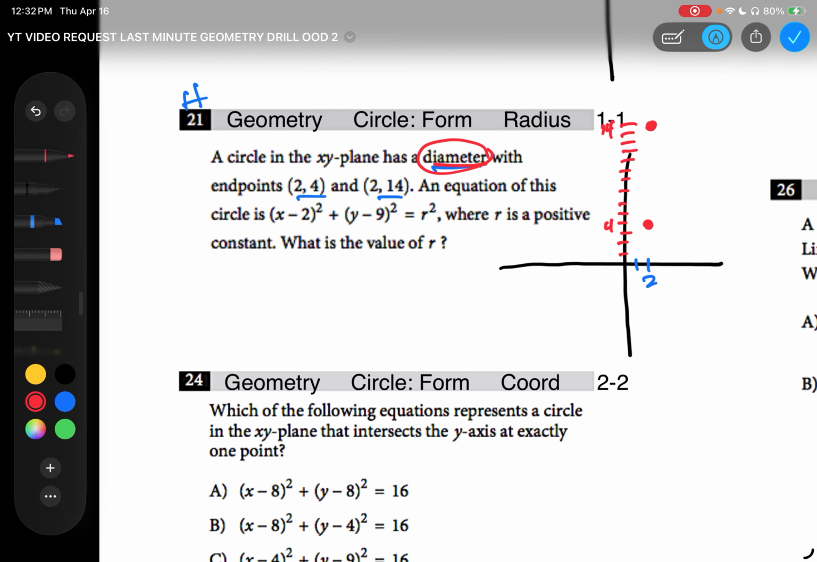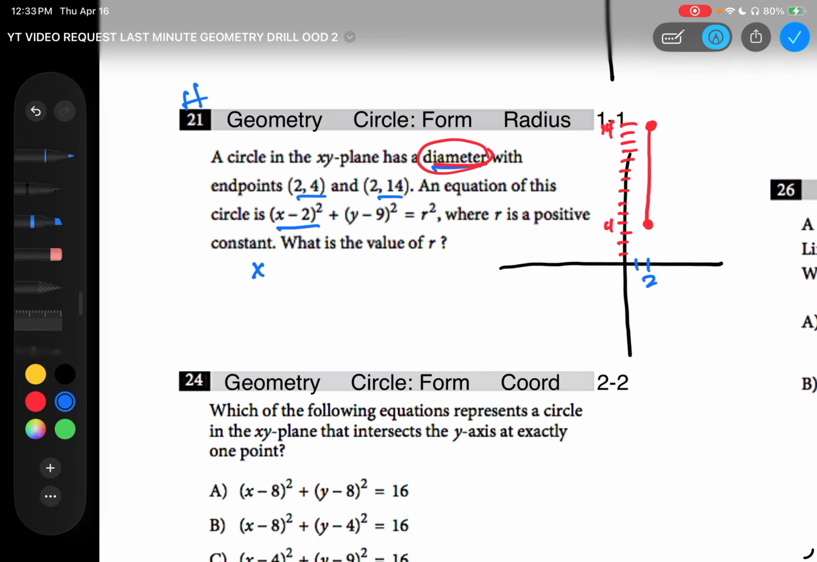So if I draw a line connecting it, I know somewhere around the center, I've got to have the center of my circle because this is the diameter of a circle. So somewhere around the middle of that line, I'm going to have my center. Now, how can we be accurate finding it? Well, take a look. They gave you the formula.